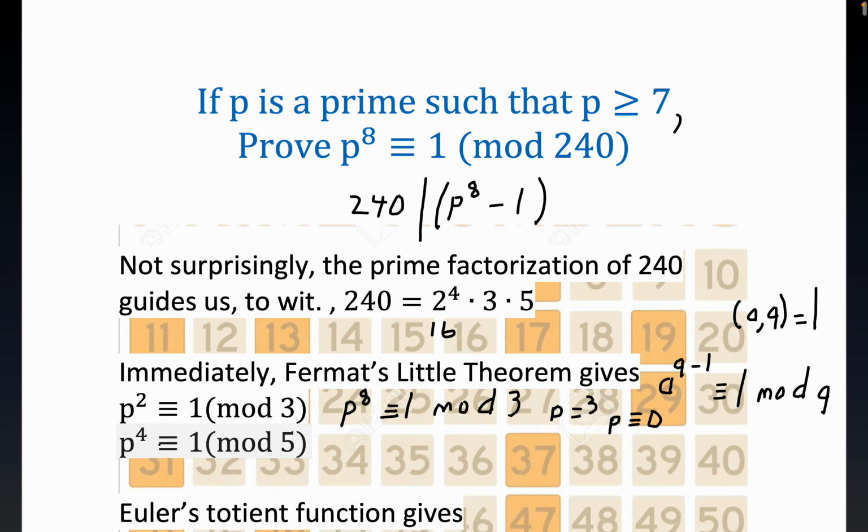Now, right here, if you multiply this by itself twice, or square it, you get p to the 8th is congruent to 1 mod 5. And right up here, I should have said p cannot equal 3. And in a similar fashion, p can't be equal to 5. And you kind of see why we started at 7 up here for the problem statement.